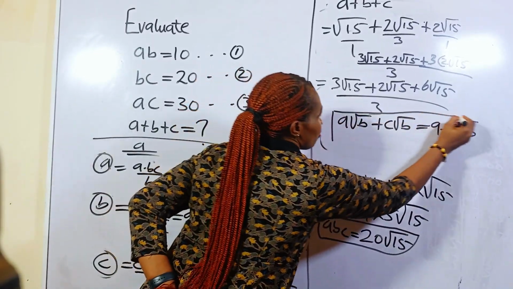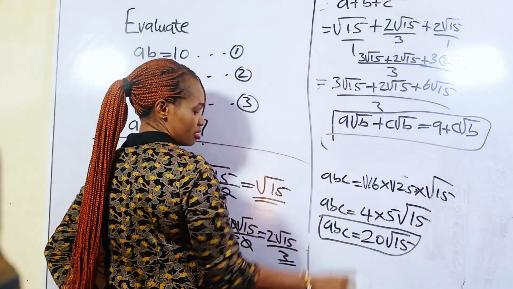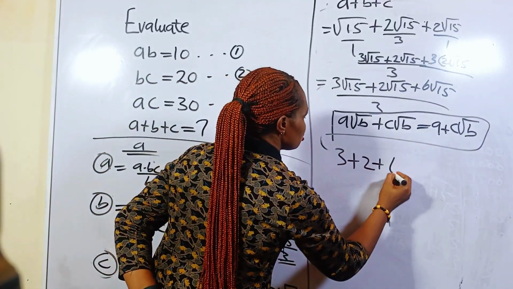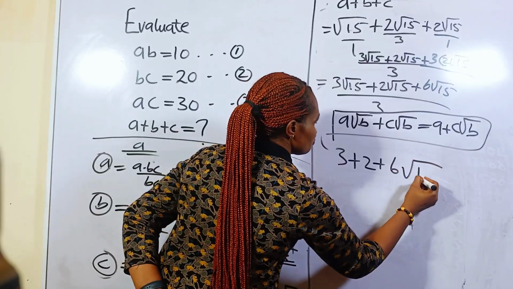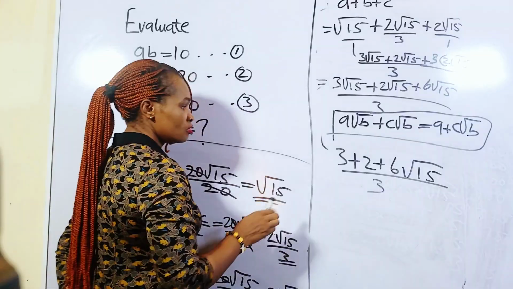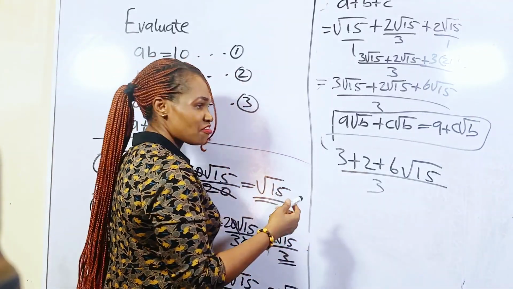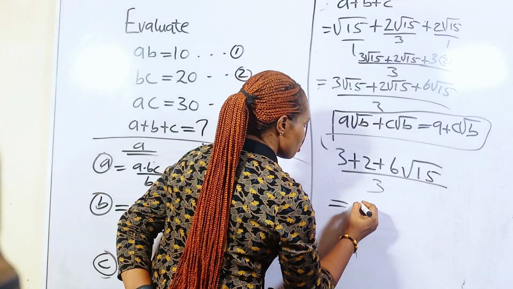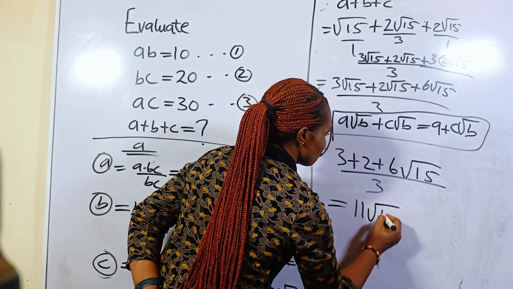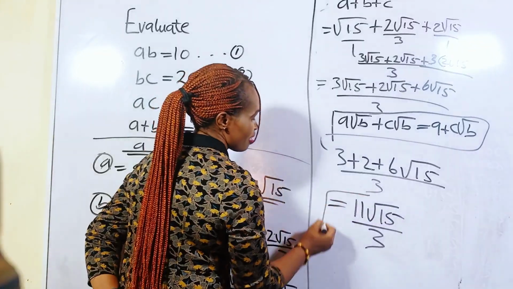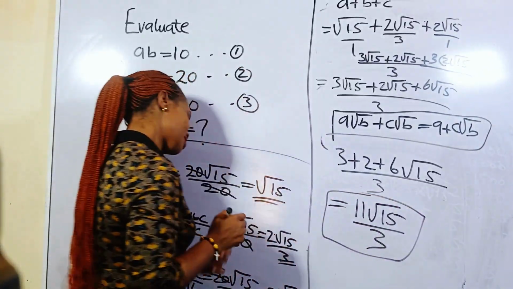If we have this in our mind, and if we apply this here, we now have 3 plus 2 plus 6 root 15, all divided by 3. So 3 plus 2 is 5, 5 plus 6 is 11. Therefore, our answer will now be 11 root 15 divided by 3. And this is our final answer.